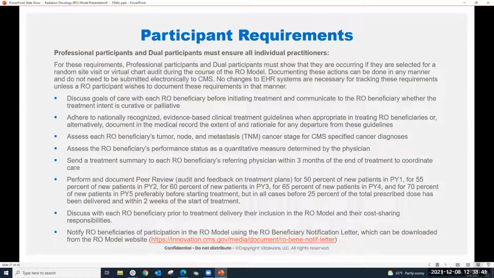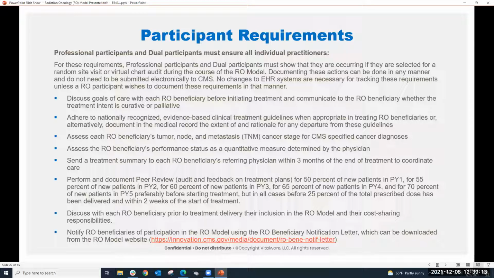Okay, and then the next requirement is that it needs to be discussed with the patient prior to treatment, their inclusion in the RO model and the cost sharing responsibilities, that they'll have less frequent payments, but it may be larger payments at one time. And then all participants, all beneficiaries, patients, need to be advised that they will be part of the RO model.